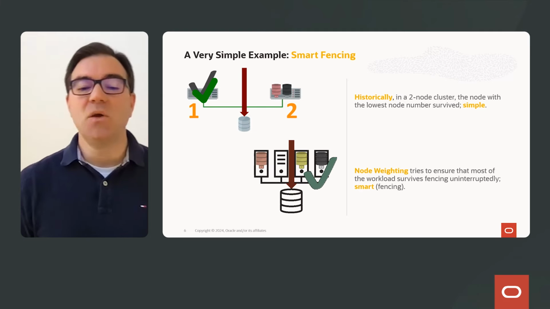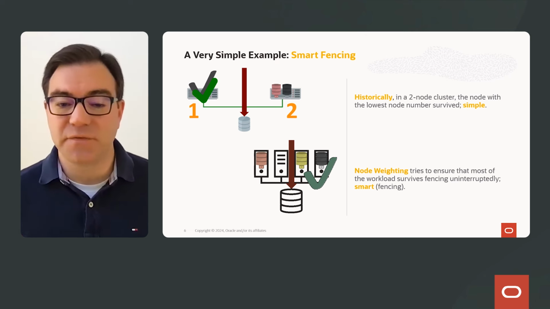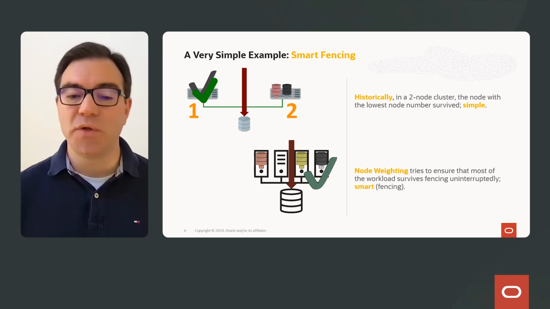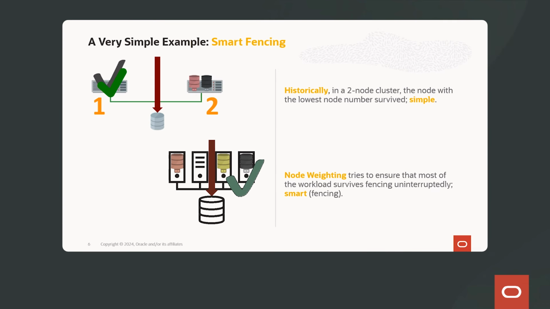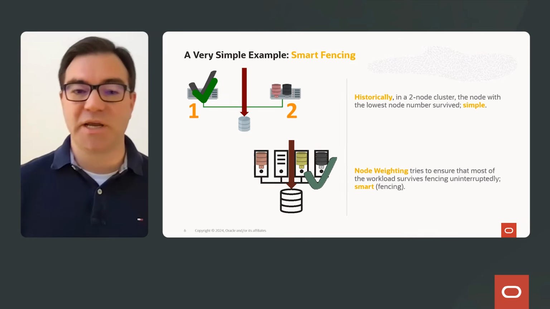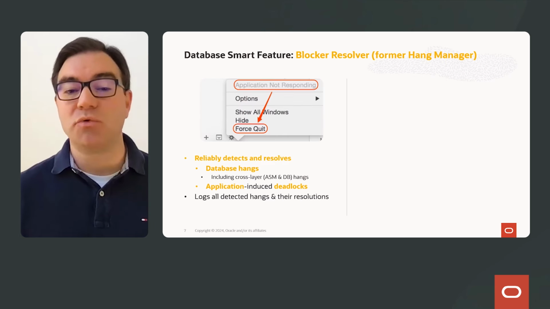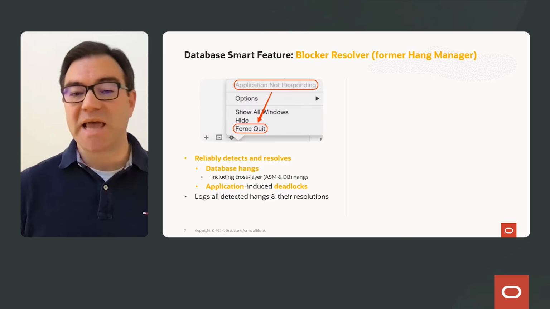And that is exactly what node weighting, which is the feature name, tries to achieve. Node weighting tries to ensure that most of the workload survives fencing uninterruptedly, and that is smart fencing. Now, I can give you a number of other database smart feature examples, but one that I want to mention explicitly is the blocker resolver, formerly known as Hang Manager.